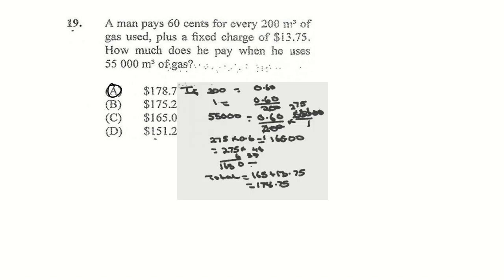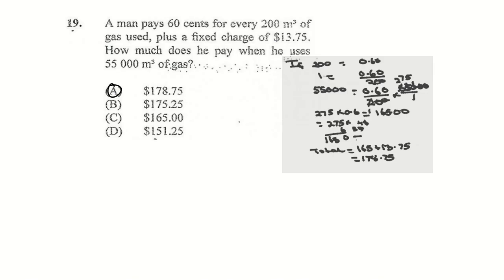Let's go to number 19. Number 19, this is a repeated question, I believe. Yes, the answer was $178.75. Right, the working for this. Should I do it? This question is a repeated question. Right, we found out for the 55,000 was 165. Right, and 165 plus 13.75 is $178.75, right?